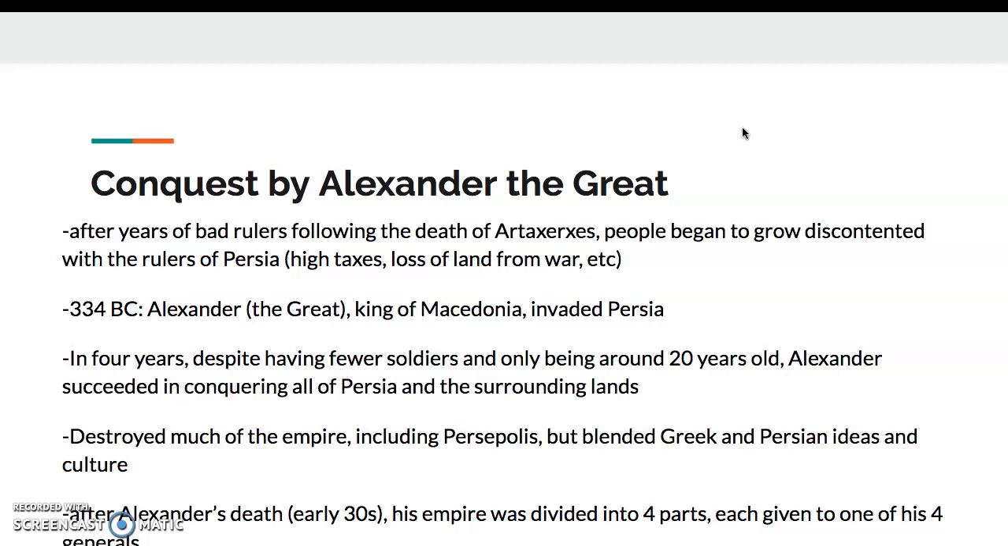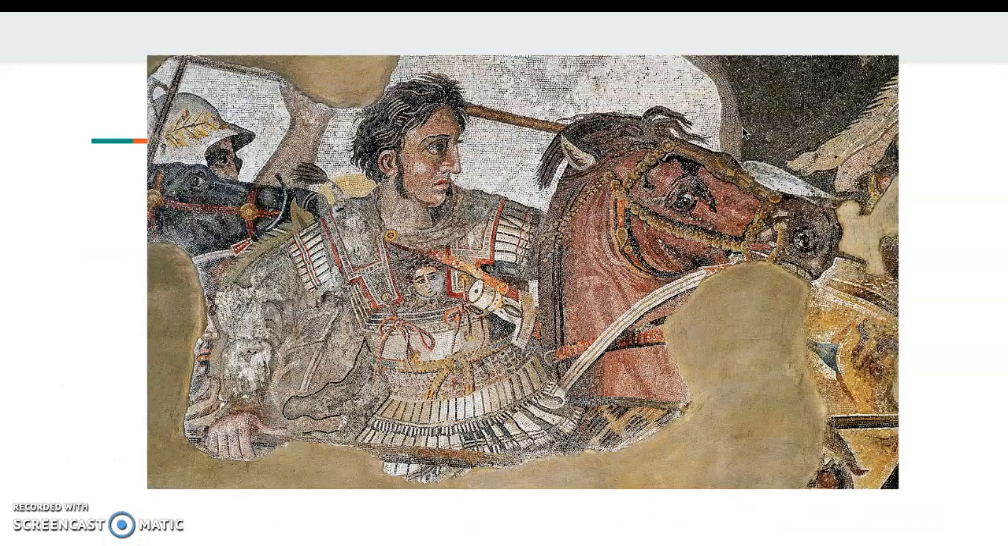He destroyed much of the empire, including Persepolis, but he is responsible for blending Greek and Persian ideas and culture together. After Alexander's untimely death in his early 30s, his empire would be divided into 4 parts, each given to one of his 4 main generals.